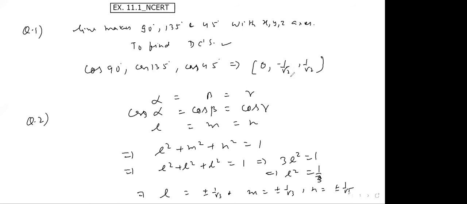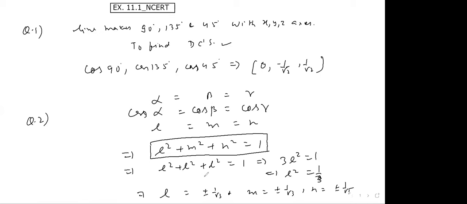In the second question, we have been given that the direction angles made by the line are equal with the x, y, z axis. So the cosine of the angle with the x axis, the cosine of the angle with the y axis, and the cosine of the angle with the z axis are cos alpha, cos beta, cos gamma. These are denoted by l, m, n, and these three are equal. We have a well-known relation, which we also used in vectors.